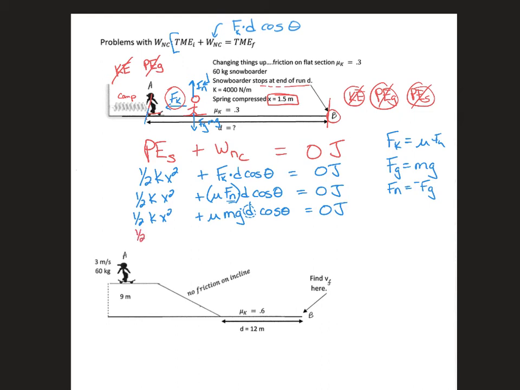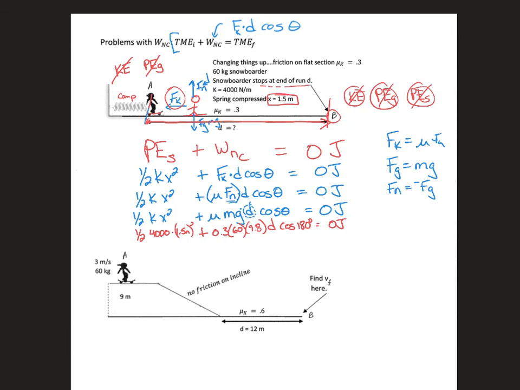Let's do it up. 1/2 of 4,000 times 1.5 meters squared plus 0.3 times a 60 kilogram mass times 9.8 times d times cosine, and let's examine the angle. Well, the motion is clearly moving forward. You're sliding forward, so it's going to the right. It's not really a two-directional arrow. That's kind of a mistake. And the force is against you, so we're dealing with one of those situations where we have a cosine of 180 or -1.